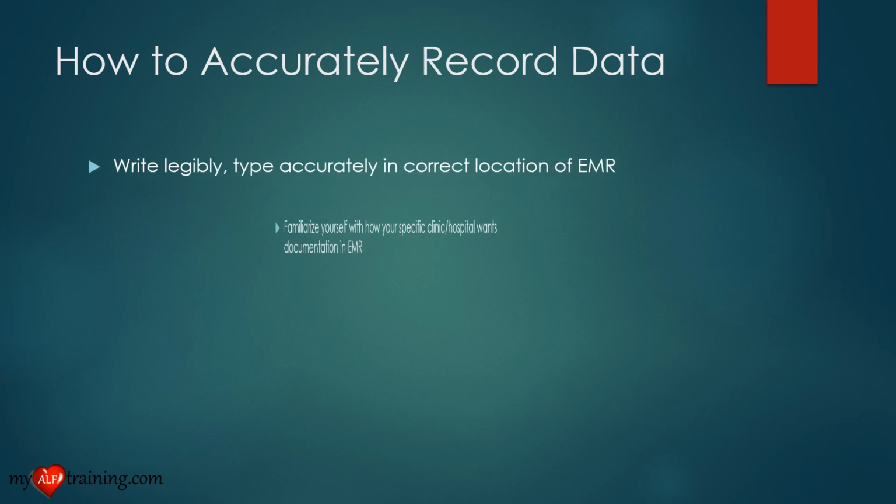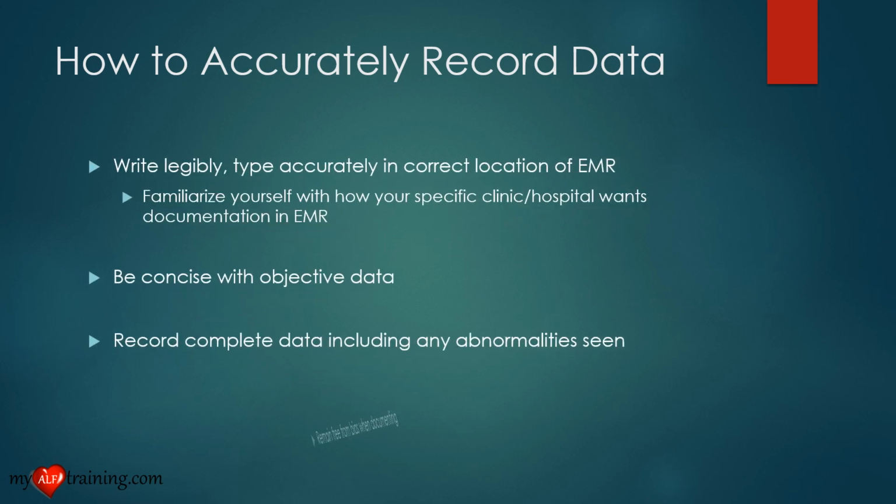When recording data, we always want to make sure it is as accurate as possible. If writing vital signs, then you need to write legibly. If typing, then type accurately and in the correct location of the EMR. Familiarize yourself with how your specific clinic or hospital wants this documentation in the EMR. We want to be concise with objective data. We're going to record the complete data, including any abnormalities seen. We will always remain free from bias when documenting.